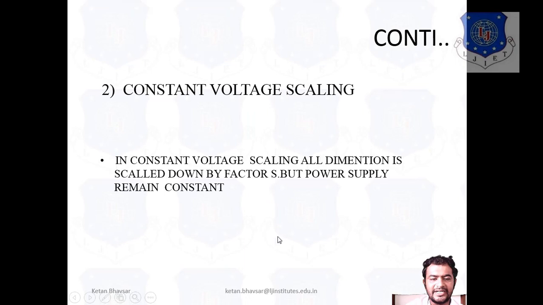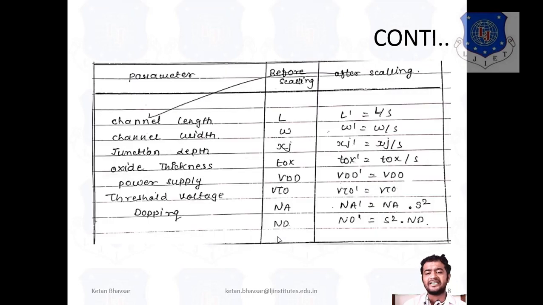Now we move on to constant voltage scaling. In constant voltage scaling, all the dimensions are scaled down by the factor S, but the power supply remains constant. VDD and VDS remain constant when we are talking about the power supply. Other parameters like W, L, TOX, COX, EOX are all scaled down by the factor S. This is the diagram. We have already seen this type of diagram for constant field scaling, but now we move on to constant voltage scaling.